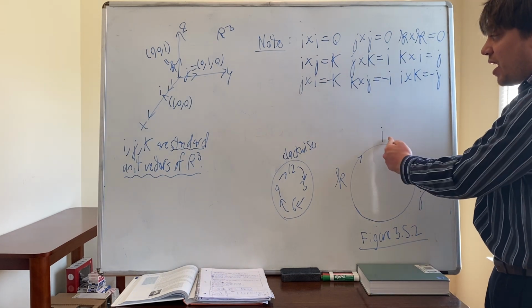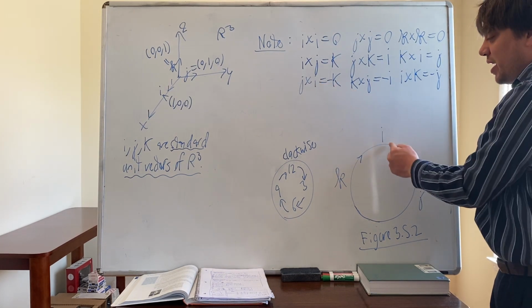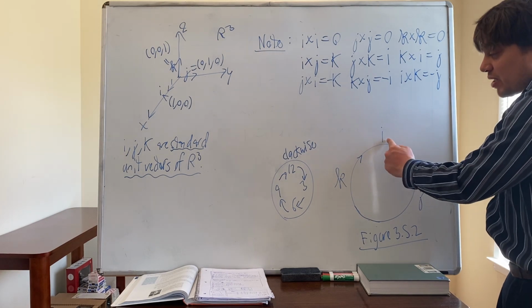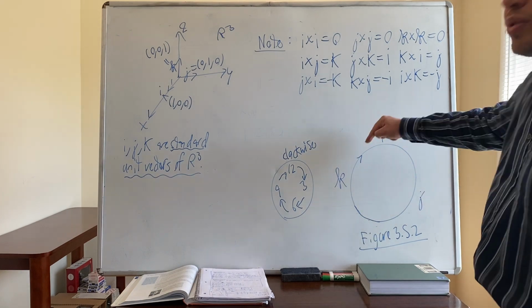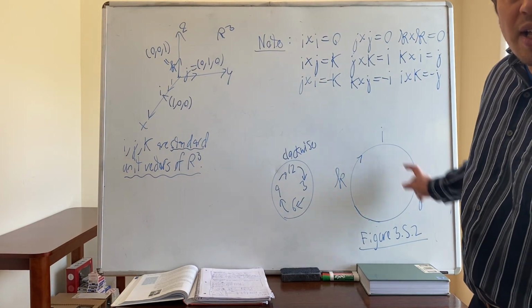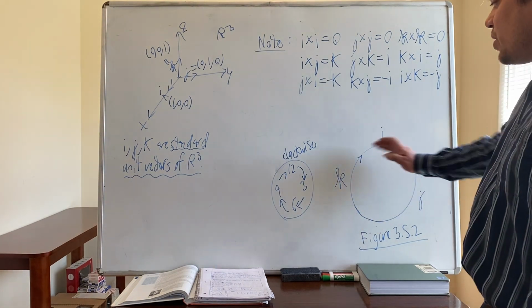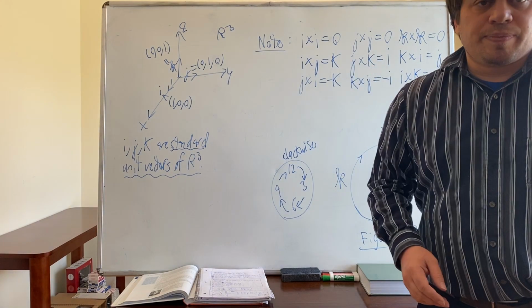And so J cross I, going counterclockwise, you go from J to I, the next vector you get to is K. But now you have to remember that if you're going in the opposite direction of a clock, if you're going counterclockwise, then the resulting vector, you take the negative of it.